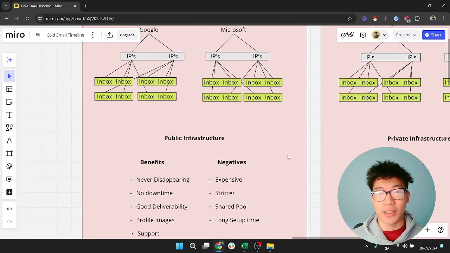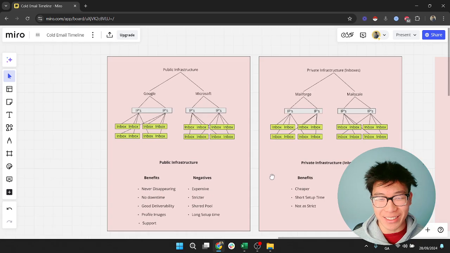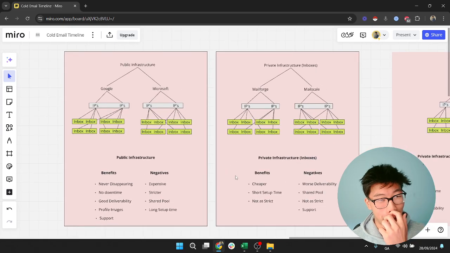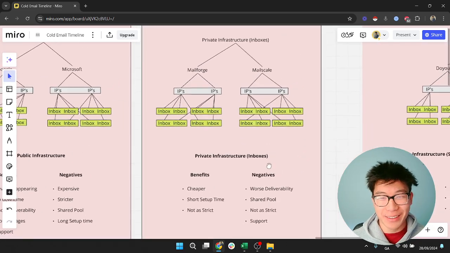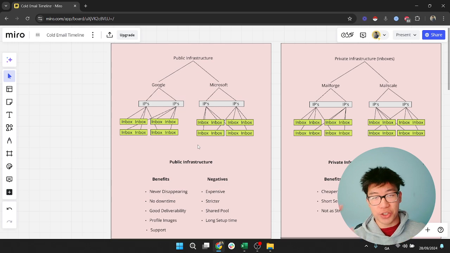And the last thing is it's a long setup time. I mentioned DMARC, SPF, DKIM at the start of this. Yeah, they suck. They take forever to set up. If anybody's done that, it's probably one of the most painful processes I've ever done. So this is public infrastructure. This is the build out. This is the general layout. It's a broad enough overview.